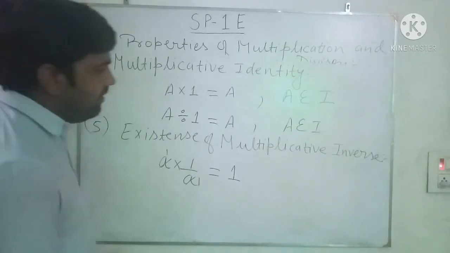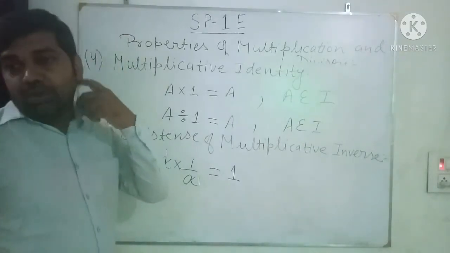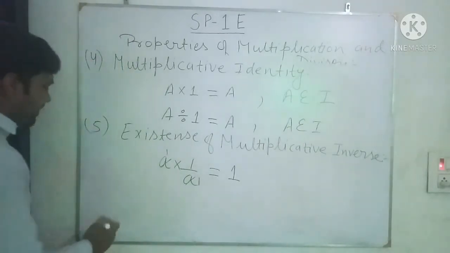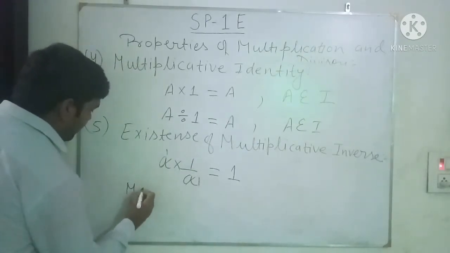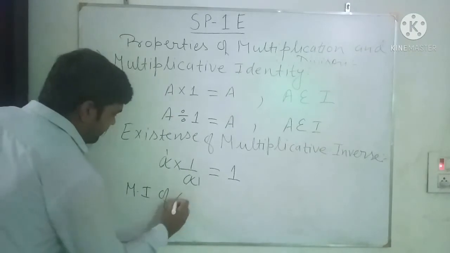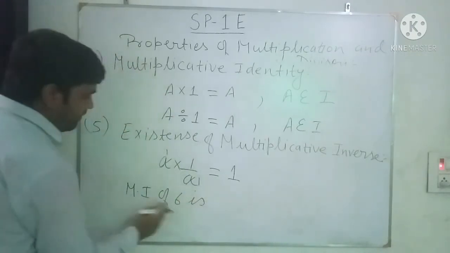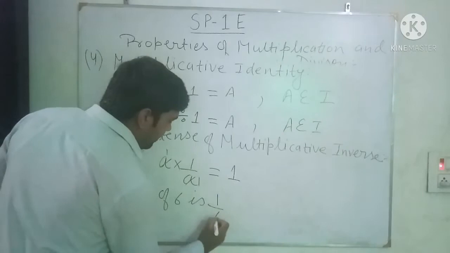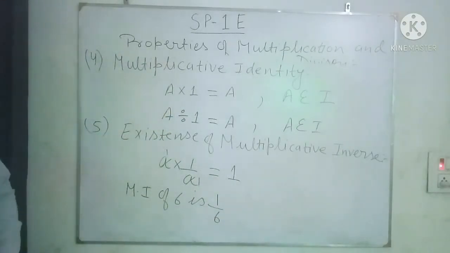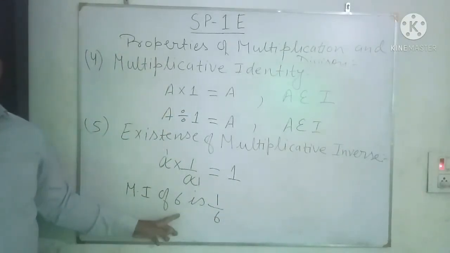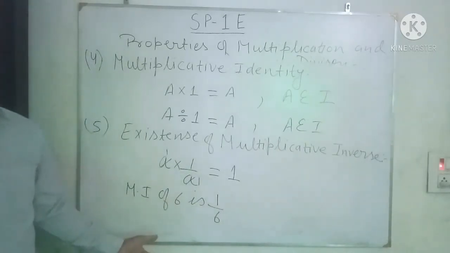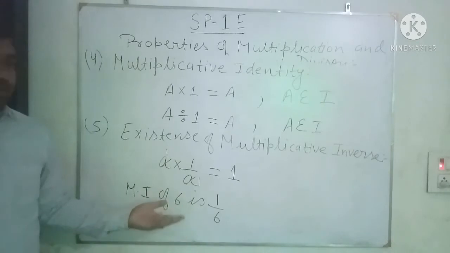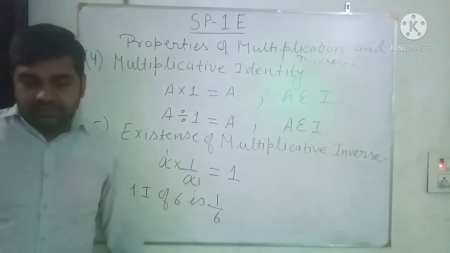So the reciprocal of that integer is called the multiplicative inverse. Like the multiplicative inverse of 6 is 1 by 6. If the question is asked, write the multiplicative inverse of 6, the answer is 1 by 6. It's the reciprocal. So take the reciprocal of the integer and you will get the multiplicative inverse.